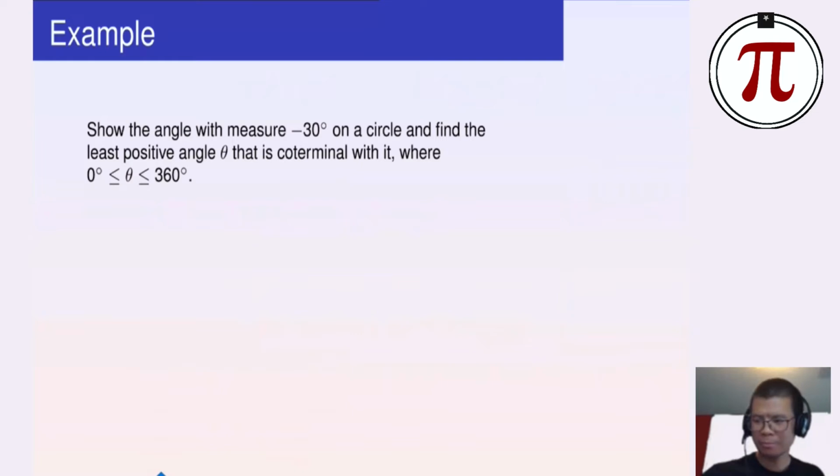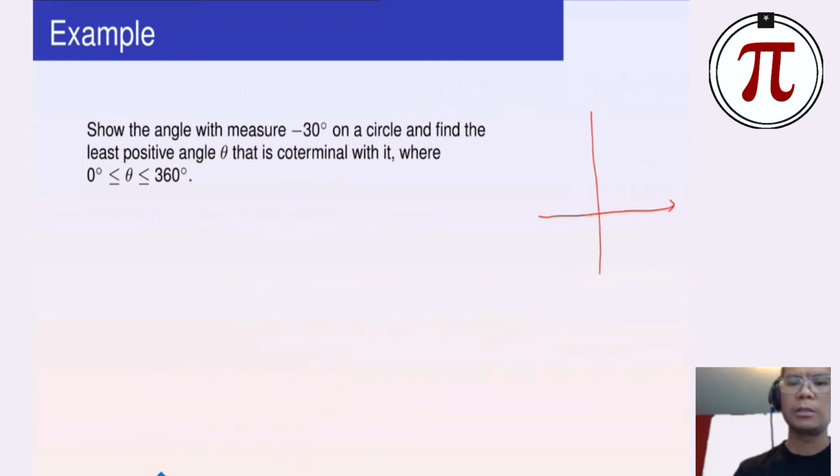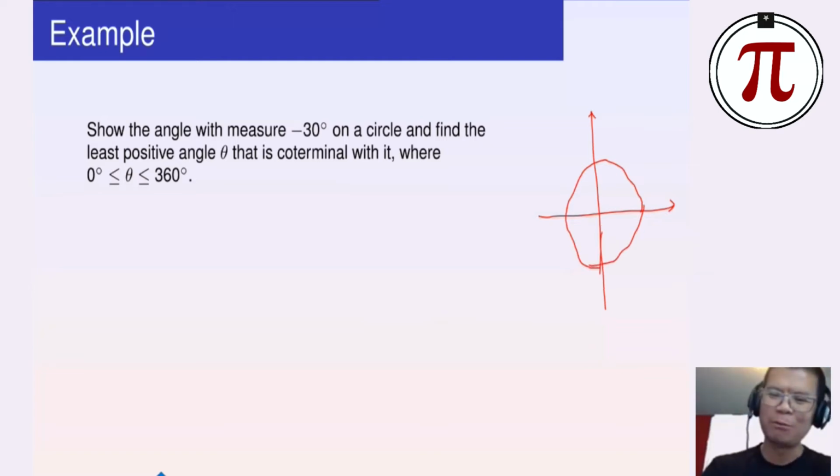I'm going to firstly show this one on a circle. Let me draw this in a standard position. Let me sketch a circle here. It's not perfect, it's actually very bad. So negative 30 degrees. Negative 30 is 1/3 of 90, right? So it should be something like this.